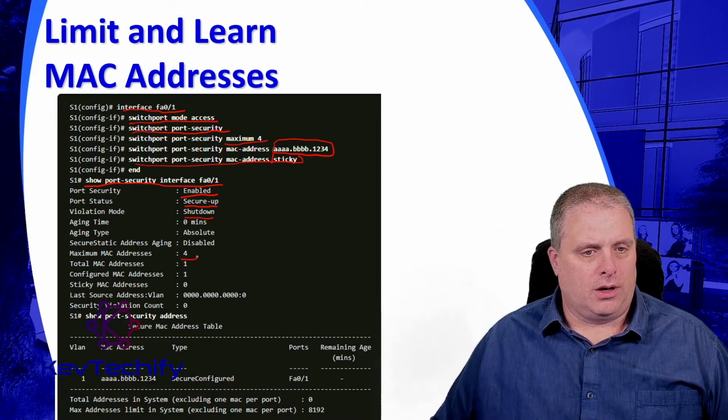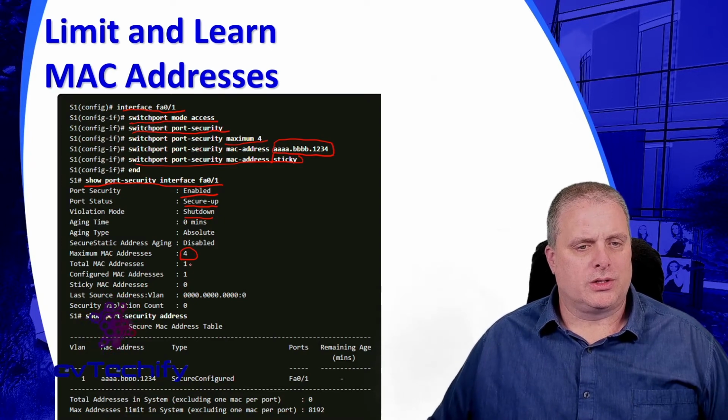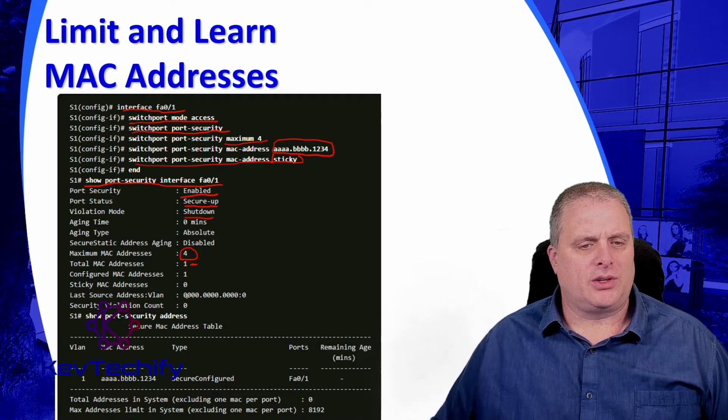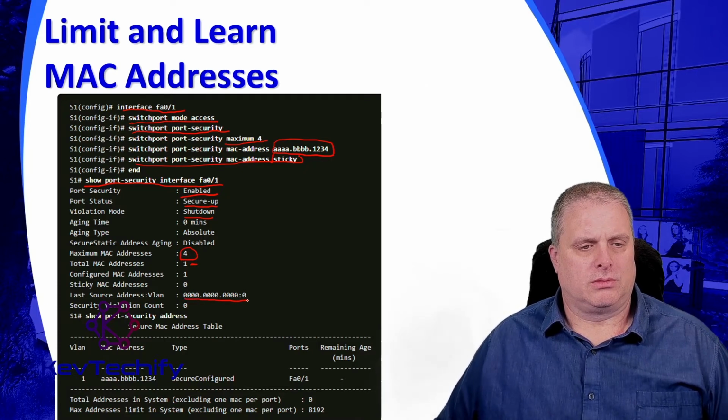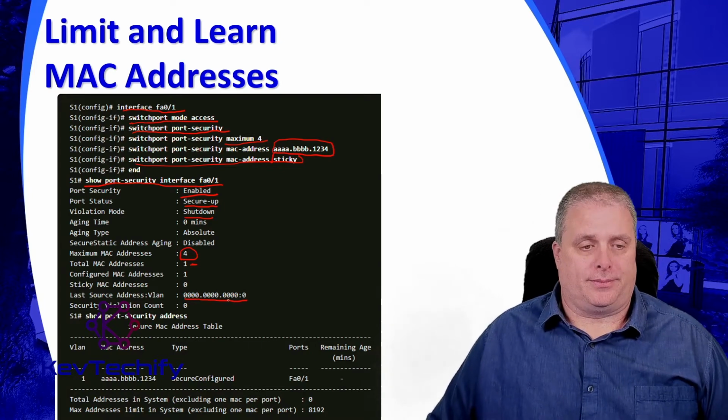We have 4 MAC addresses that are allowed on there. Currently, there's only 1 MAC address associated with it. The last MAC address is all zeros. What does that mean? We haven't plugged in anything yet at this point.